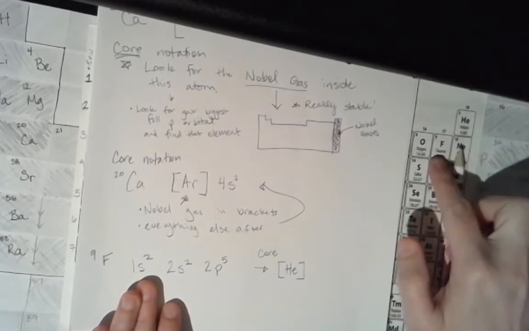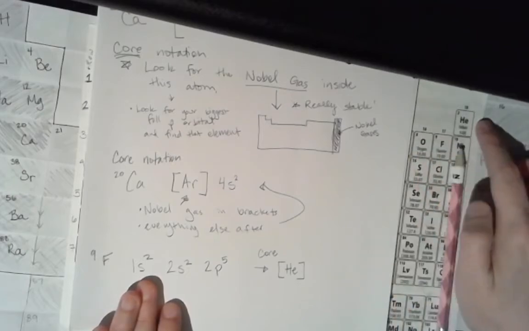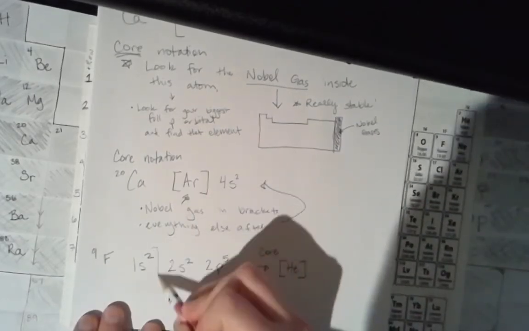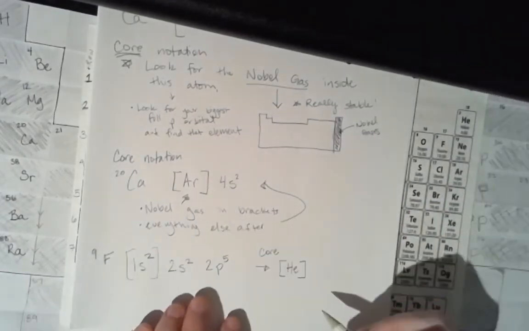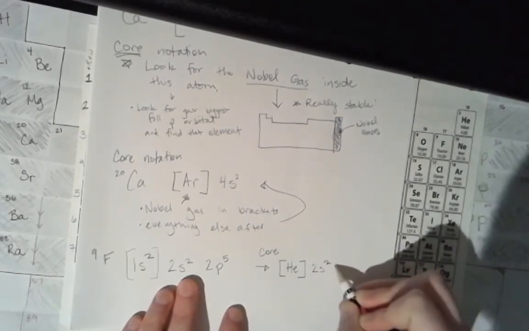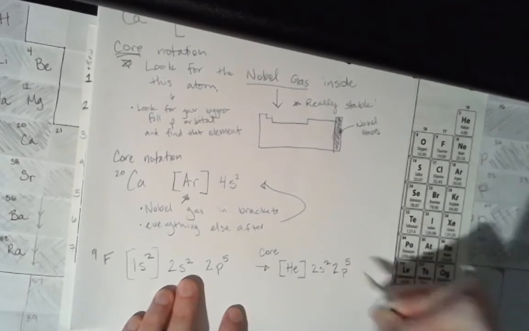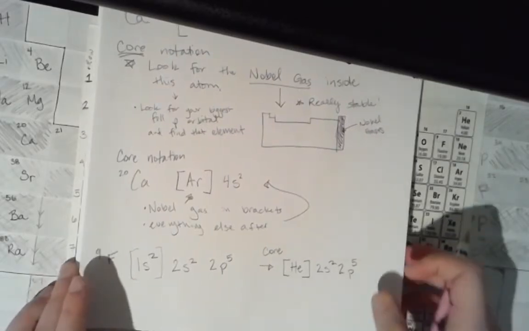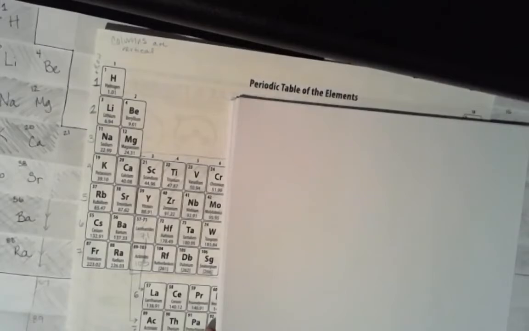Fluorine's here. There's no full P inside of fluorine. So we'll go to the 1s, the biggest full noble gas inside of fluorine. That 1s is the core. We can write it just as that element symbol, and then everything else goes outside. Okay, and now we can say it has a core of helium, and then 2s2 and 2p5. Okay, good.